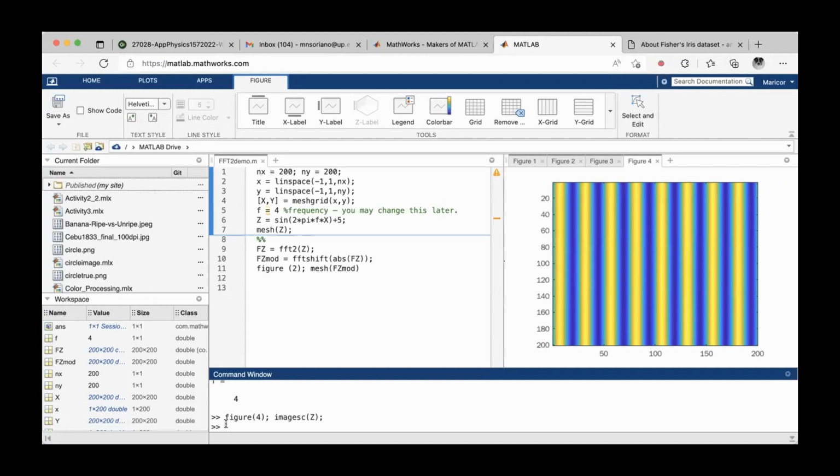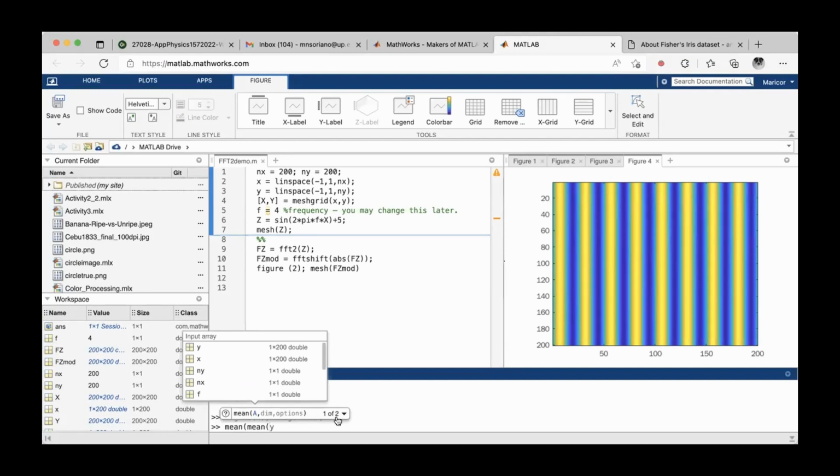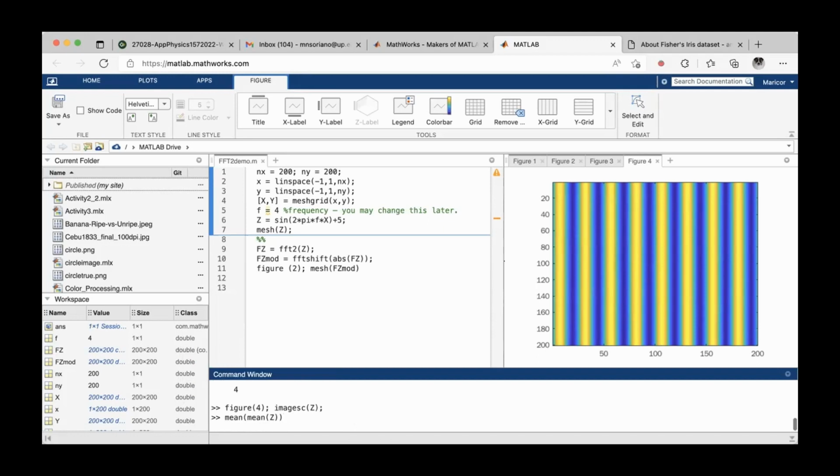Okay. Kunin natin yung mean. Parang dalawang beses natin kunin yung mean of Z. Ano kaya ito? 5. Okay. Bakit dalawang beses ko ginawa yung mean? Kasi two-dimensional to eh. So, you get the mean along X, you get the mean along Y, or you can also do a double application of mean.